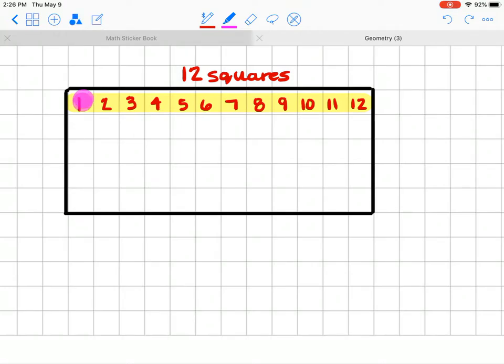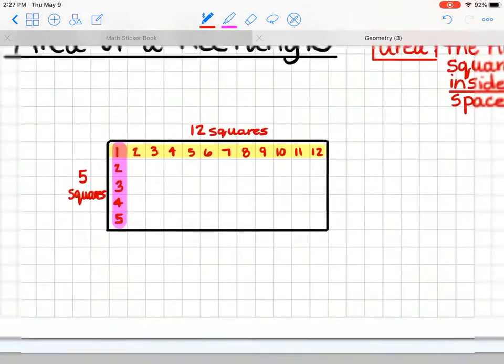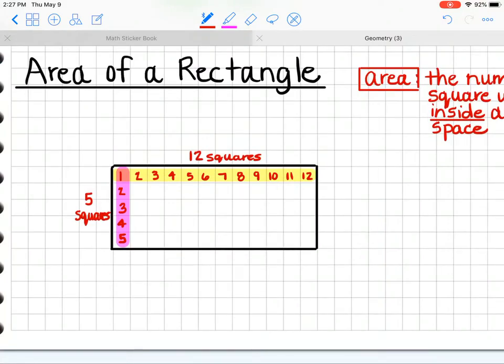Remember, I'm inside the shape this time, not the perimeter. We're actually inside the shape. So there's 2, 3, 4, and 5. So 5 squares this way. And we want to know how many squares it's going to take to fill up this inside space. So how many squares would it take to finish filling in the inside?